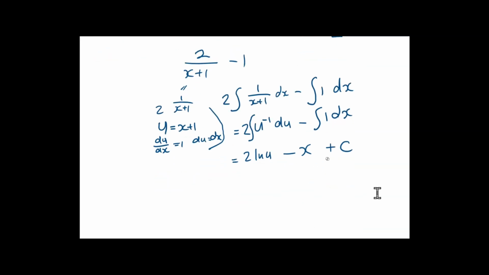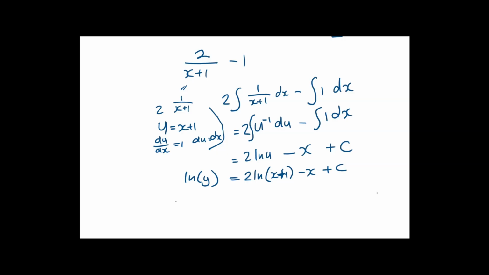But we didn't start with the u. u is just a substitution we introduced. So the answer is going to be 2 natural log, and u is x plus 1, so 2 natural log of (x plus 1), minus x, plus c, with natural log of y on the left-hand side. So that's what we've got after all of that.